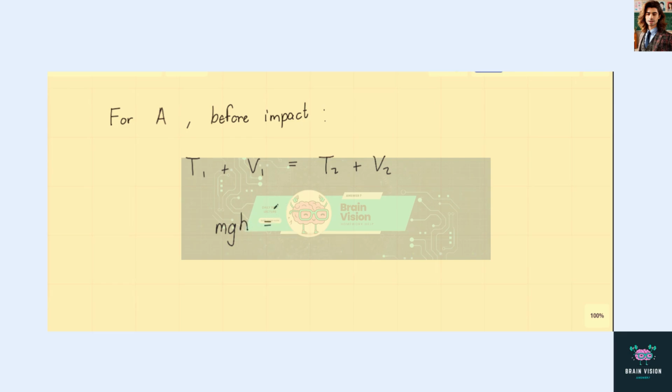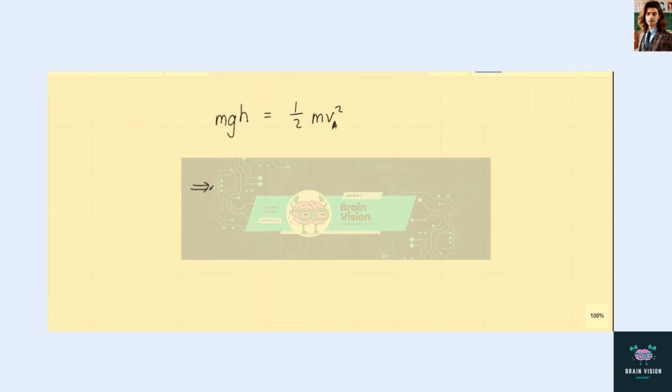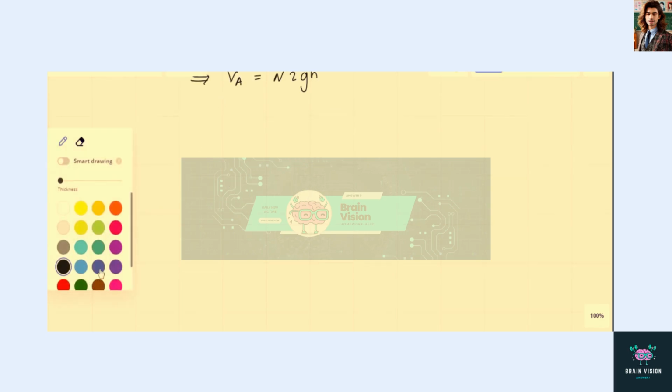And this gravitational potential energy is converted to kinetic energy when it reaches the plate. So that's a half m VA squared. So if we rearrange the equation, we see that the masses cancel on either side. We get that the speed of the block just before it strikes the plate, VA, is equal to the square root of 2gh. So we'll keep that in mind.